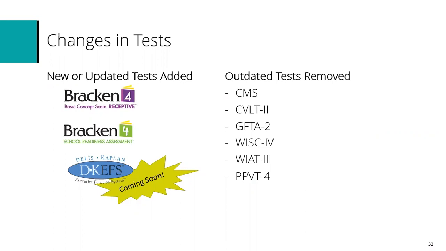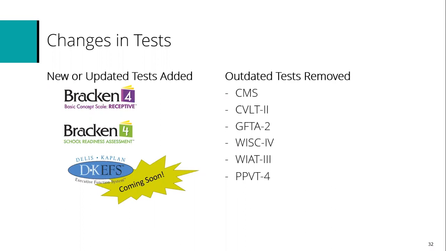Just to let everybody know, there will be some changes in the new app. The Bracken 4 was released late last year in paper format, but it will be available now on the standard license within Q-interactive, though only with the new app as well. So if you have people that want to use the Bracken, they will need to get access to the new app, and we'll talk about that in just a little bit in our suggestions around that.